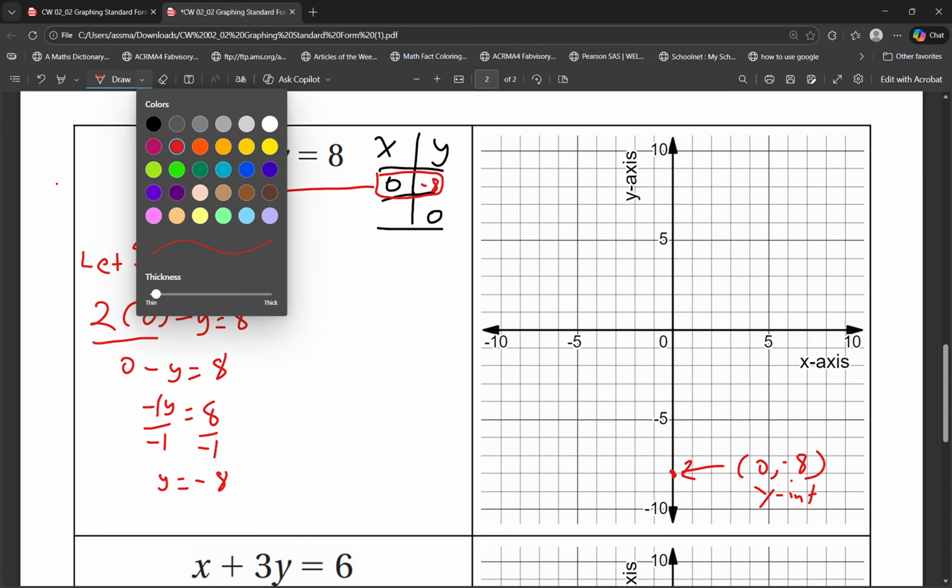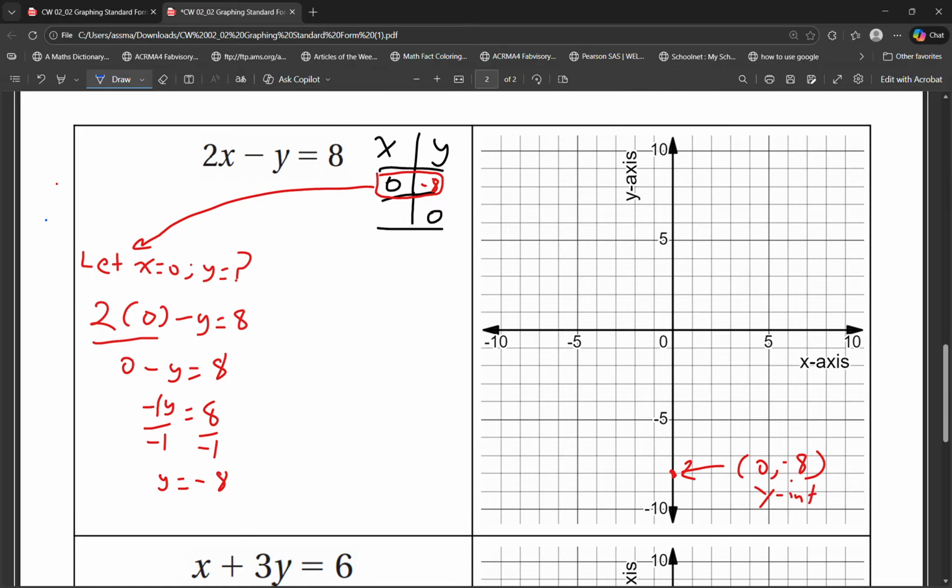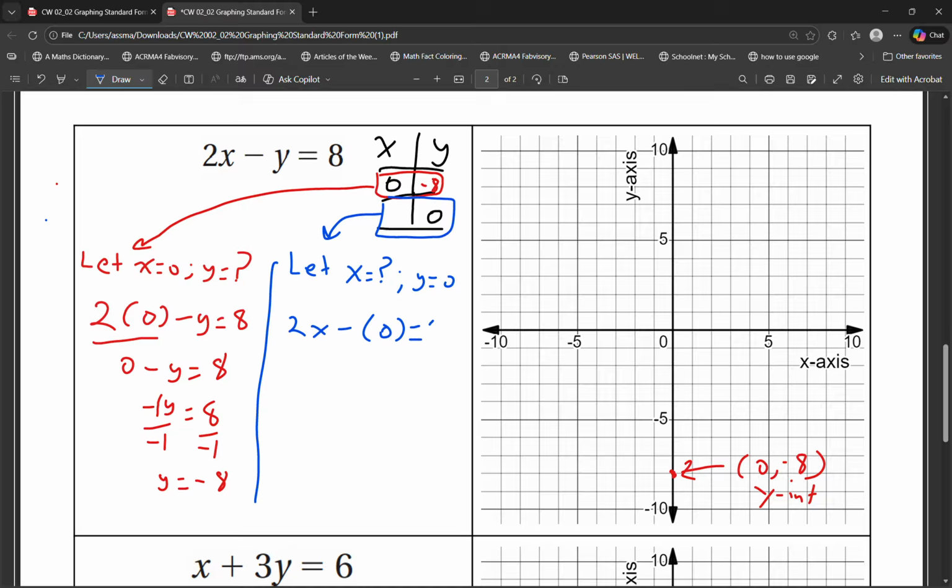And then we work on the bottom one for our next point, because we need 2 points to make a line. We go to this section here. So let me draw a line here and draw an arrow. So it makes us make the let statement. Let x, since it's empty, we don't know what it is, we're going to put a question mark. But our y, we're going to say it's 0. So we'll have 2x minus, and instead of y, I'm going to put in 0, equals 8.